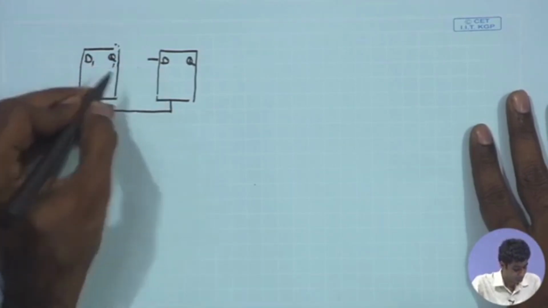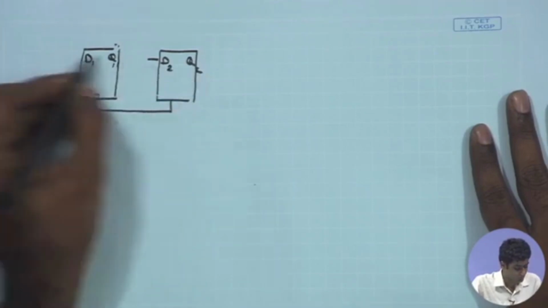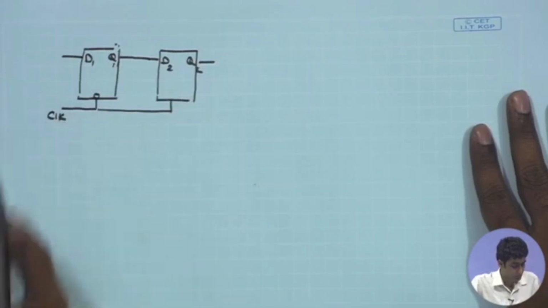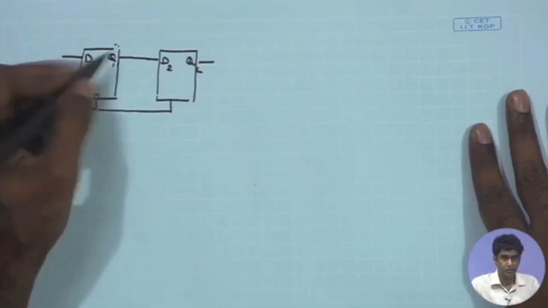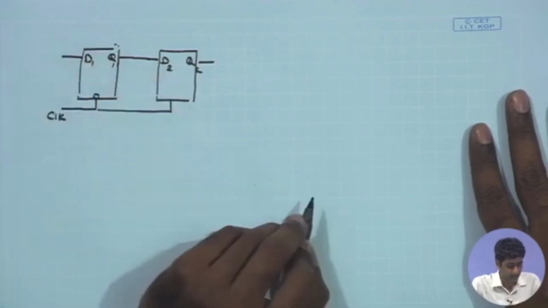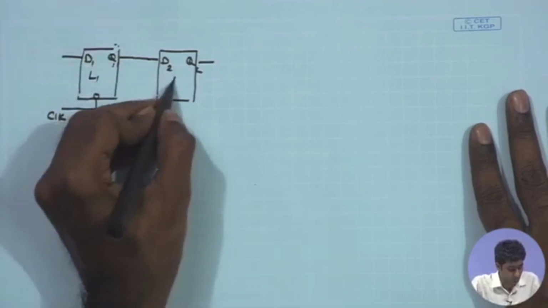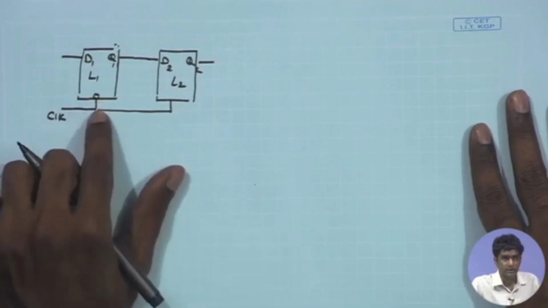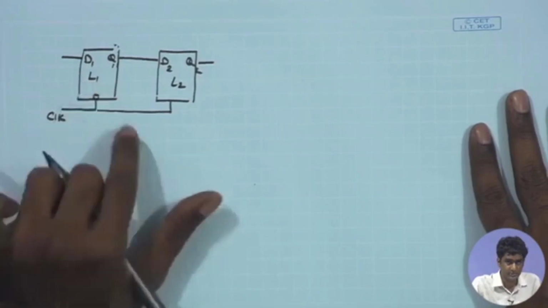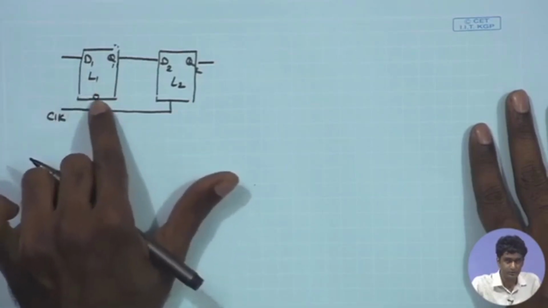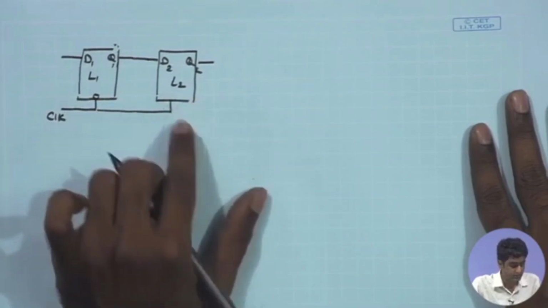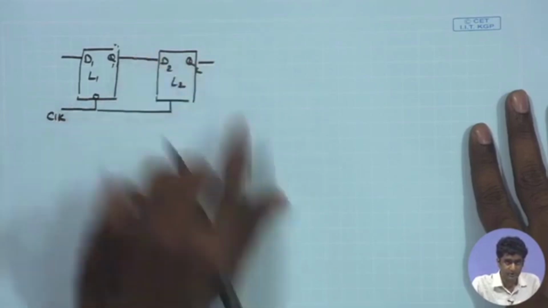Let us call it D1 Q1, D2 Q2, and you have the output of Q1 connected to the input of the second latch. So, I can call this latch 1, L1, and let us call this latch 2. Latch 1 is low level sensitive. So, this becomes transparent when the clock is low, that is denoted by this bubble, and we have latch 2, which is high level sensitive. So, this becomes transparent when the clock is high.